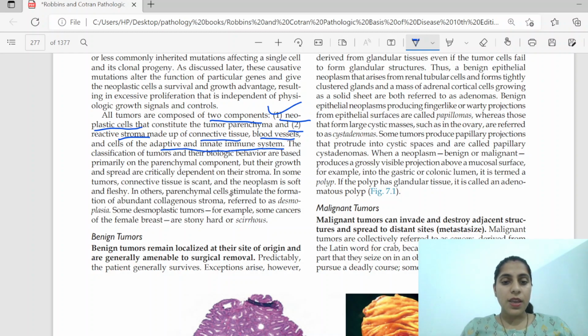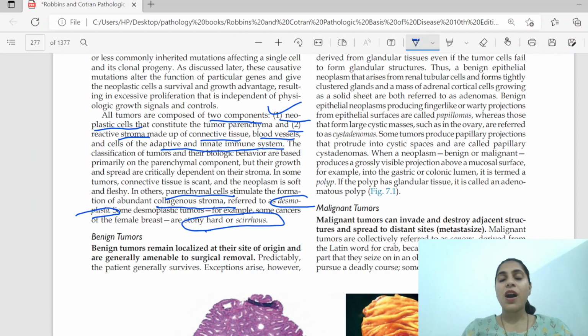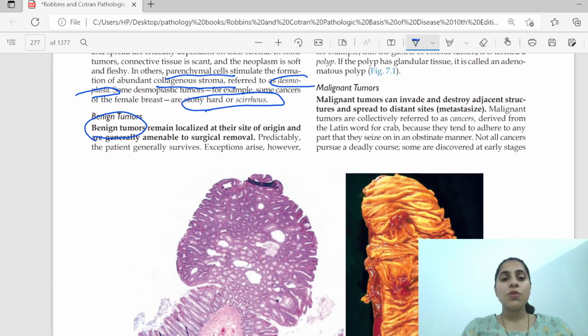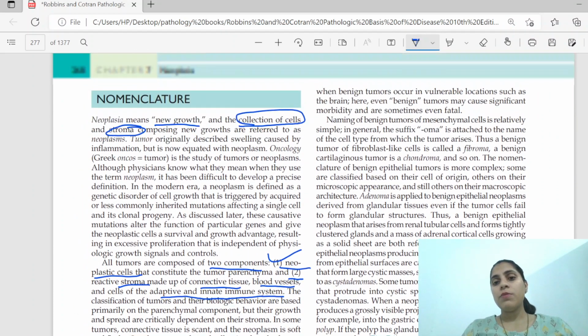There can also be parenchymal cells stimulating formation of collagenous stroma around the tumor, which is called desmoplasia. Some desmoplastic tumors, some cancers in breast, can cause stony hard changes. So what is a benign tumor? A benign tumor is localized and is easily surgically removed. So that is called a benign tumor.